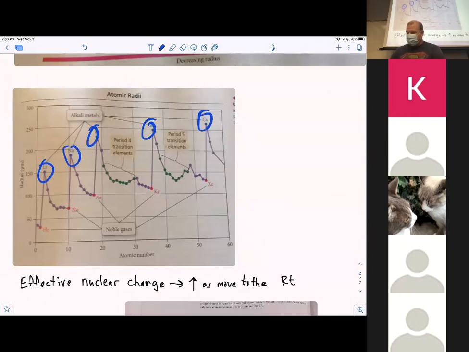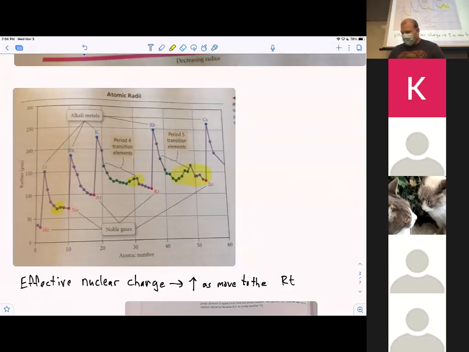What's happening there is you're getting a new shell. These are the new periods, which you can see as rows in the periodic table. So you can right away see something going on. If you look from left to right, the sizes go down. There are a couple of exceptions. There's something funny going on there and certainly funny going on here, and I don't know what's going on there.